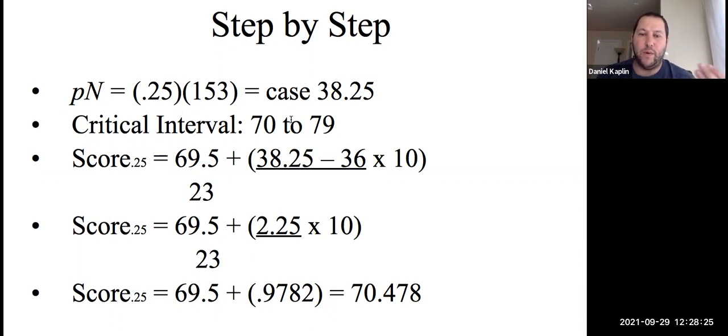And then we worked our way through, sorry that the number got shifted over, but we had 2.25 divided by 23 times 10. And we got 69.5 plus 0.978, which we rounded to 0.98 in our calculations, which was approximately a score of 70.478 or 70.48 if we did 2 decimal points, which if we round to the whole number, we would say approximately 70. And that would be our answer.